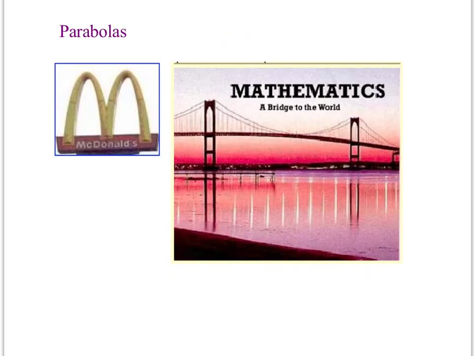So now that we've talked about parabolas and what they look like as you roam around out in the world, start looking for them. Okay, I've got a couple drawn here. All right, the mathematics, a bridge to the world, actually is the Golden Gate Bridge there. I'm pretty sure that's what it is. Anyway, that's on my website, so you've probably seen that. And then the McDonald's arches, of course. So be on the lookout for parabolas, and when you see some cool ones, come in and tell us.